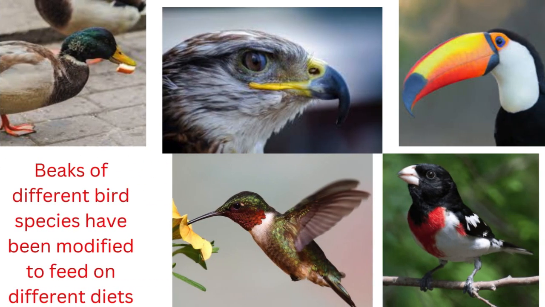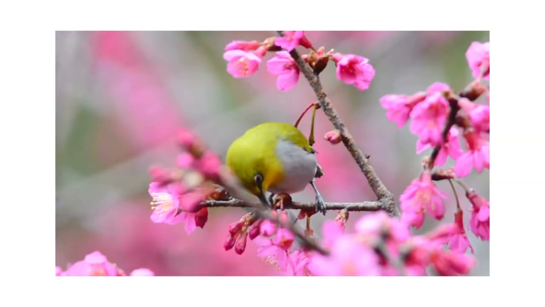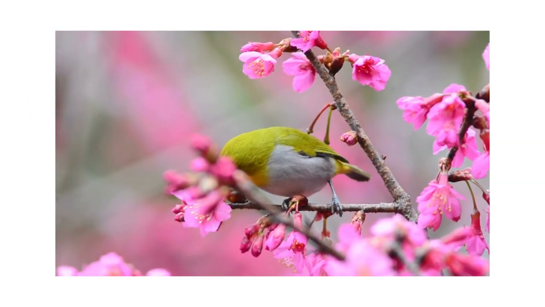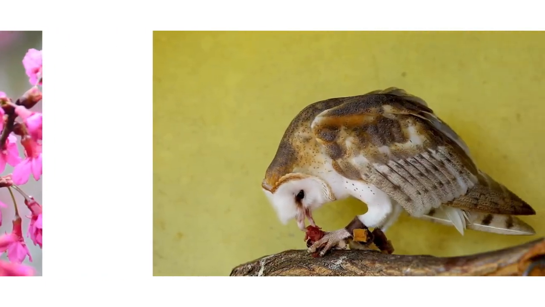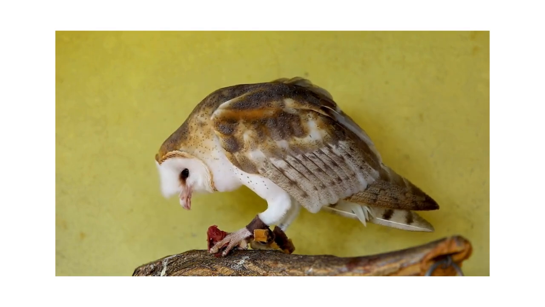Another classic example is bird feet. A hawk has sharp talons for catching prey, while a duck has webbed feet for swimming. An ostrich has two-toed feet for running. Different functions, but the basic structure connects them to their shared evolutionary past.